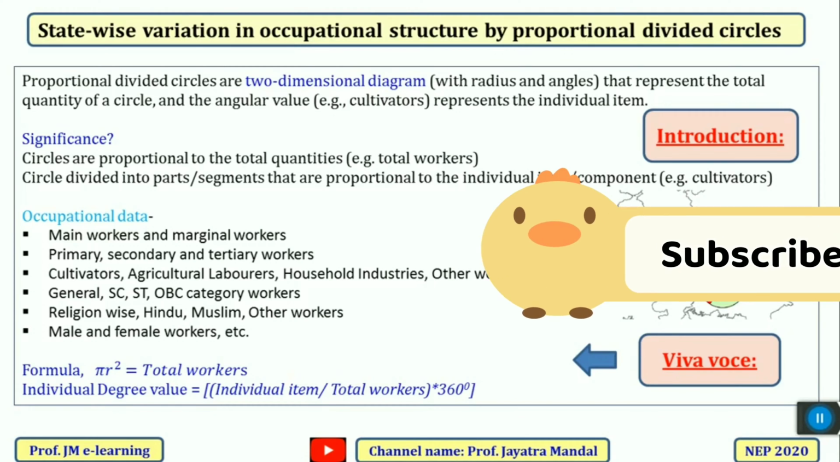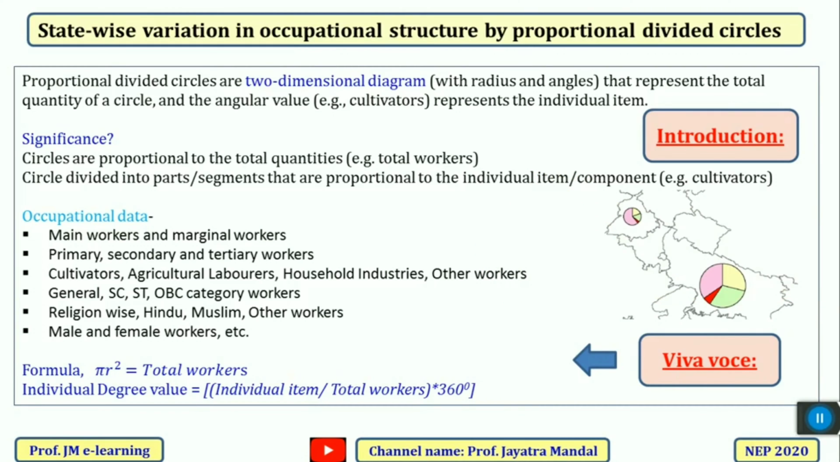At the same time, the following categories related to occupational structure: main workers and marginal workers. Individuals who have worked for more than 180 days of a year are known as main workers, and less than that are marginal workers. Primary, secondary, tertiary workers. These categories are based on the sectors of economic activities. Cultivators, agricultural laborers, household industries, other workers.